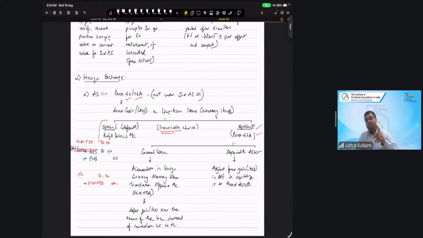Please remember, 46A was an option. The principle that was originally there was that you had to take the exchange gains or losses to the P&L. This was a one-time relief that was given to the companies. Are we okay with the scenario under the AS 11 regime now?